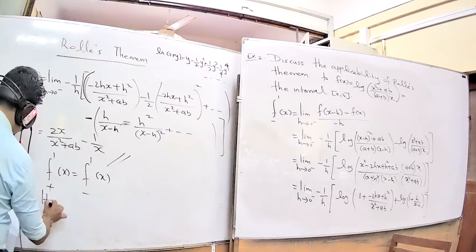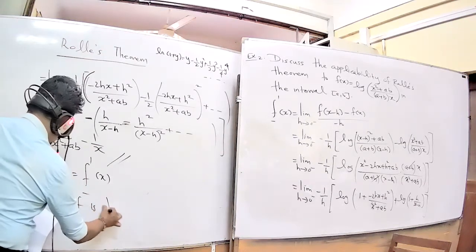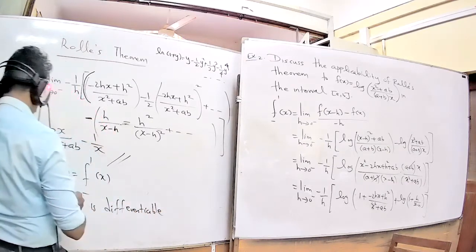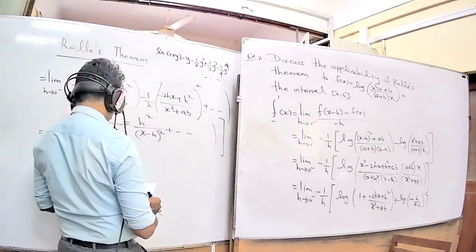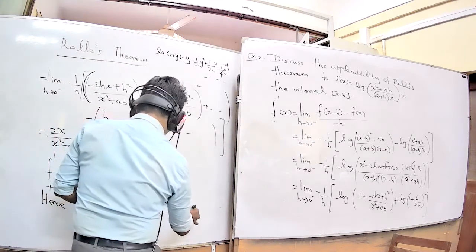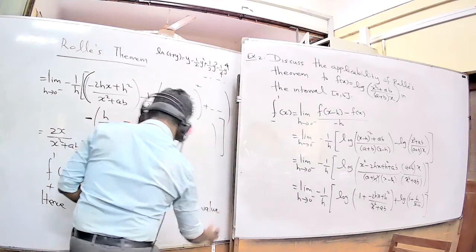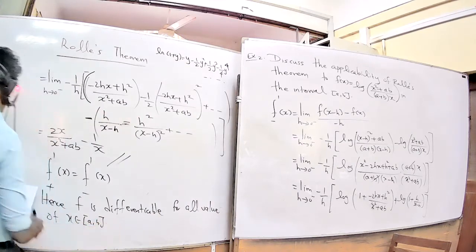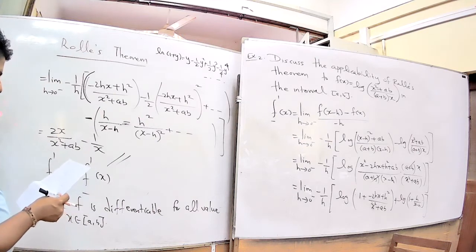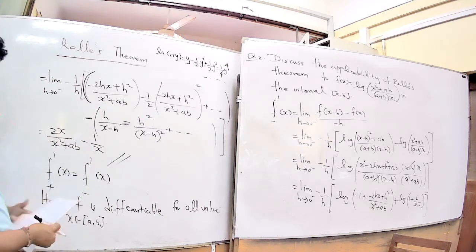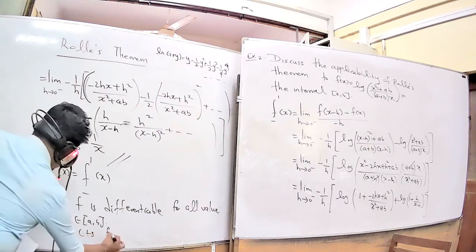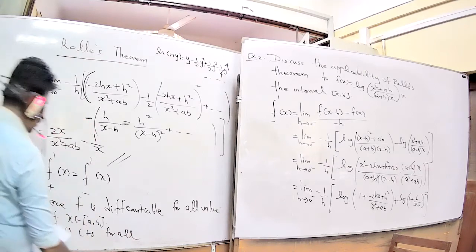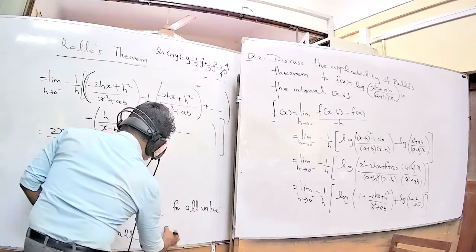Hence f is differentiable for all values of x belonging to a comma b. So f is continuous for all values of x belonging to a comma b, because f is differentiable. Therefore f is continuous for all x belonging to a comma b.